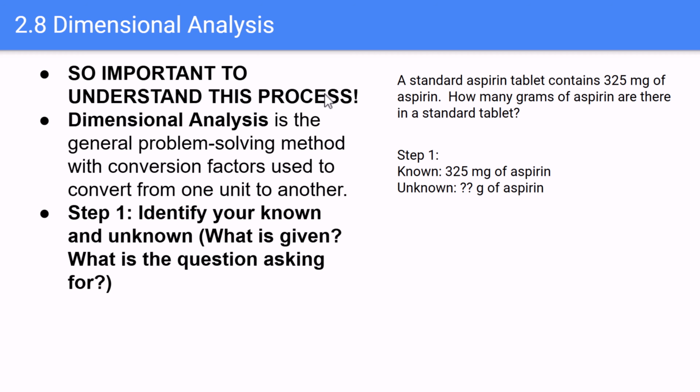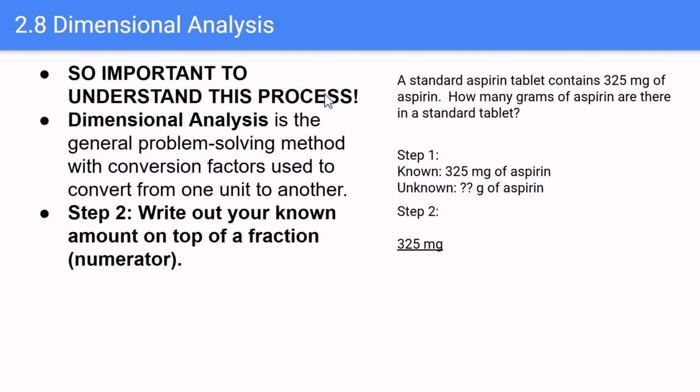If you do this for word problems, it's going to save you a ton of time as you work through some of these styles of problems. Step 2 is write out your known amount on the top of a fraction. I'll refer to that as the numerator from now on. Notice that all I did in that step is take 325 milligrams and put it on top of a fraction. Remember that conversion factors are all fraction based. We're going to have one unit on top of one step and another unit on the bottom of the same step. Both of those will be equivalent values of one another.